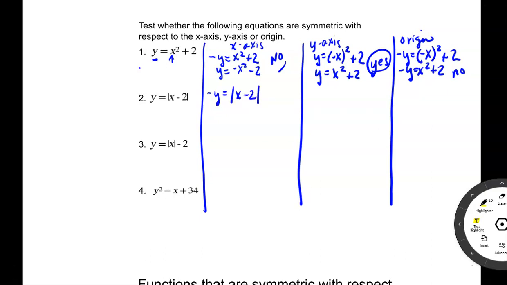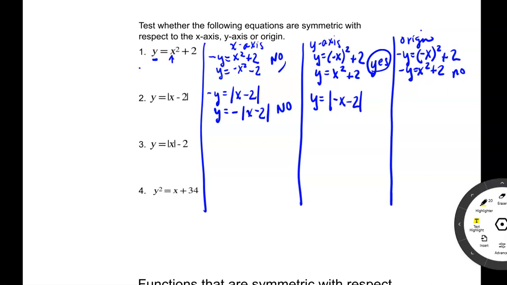If I multiply both sides by negative, so that I'm solving for y, multiplying that absolute value by negative, that doesn't work, does it? Okay, let's try y equals, replacing the x with a negative x. And this one, we might not be real sure. It's inside of absolute values, so what does that mean?